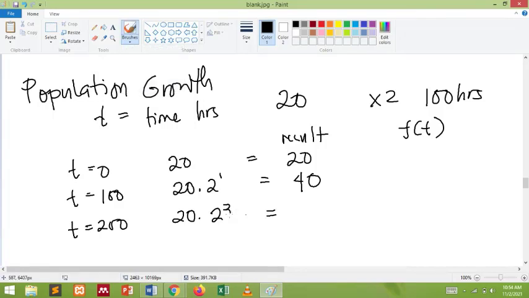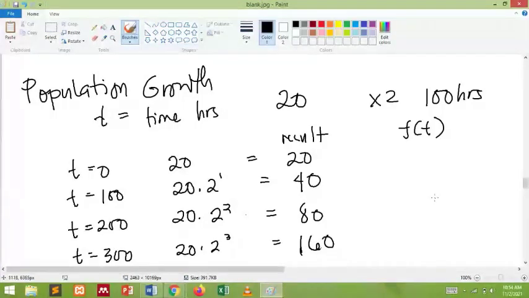So 4 times 20, wait, I need a calculator. There, 80. Now, at t equals 300 hours, it is 2 to the power of 3. 2 to the power of 3 is 8. 8 times 20 is 160. Right? Correct me if I'm wrong, guys.